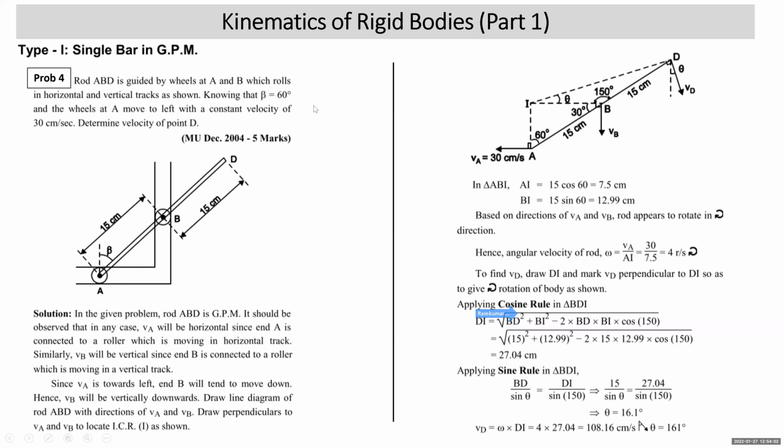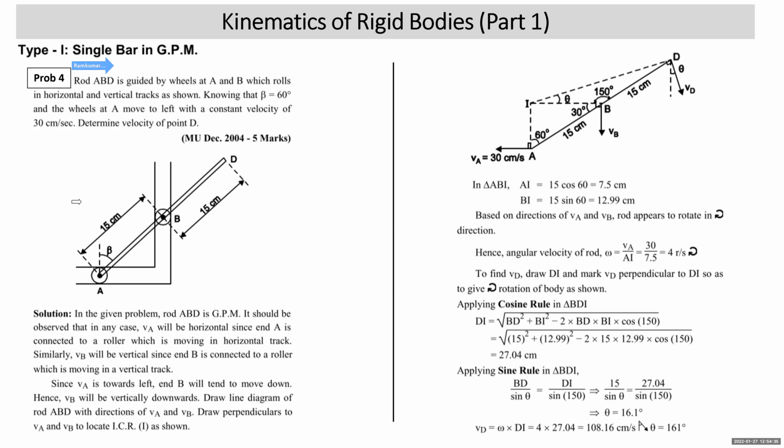Now we move to the problem on cosine rule based working. I'm reading the sum. This is again our type 1 fourth problem. Read it. Rod ABD is guided by the wheels at A and B, which roll in horizontal and vertical tracks as shown. Knowing that beta is 60 degrees and the wheel at A moves to the left with a constant velocity of 30 centimeter per second, determine the velocity of point D.